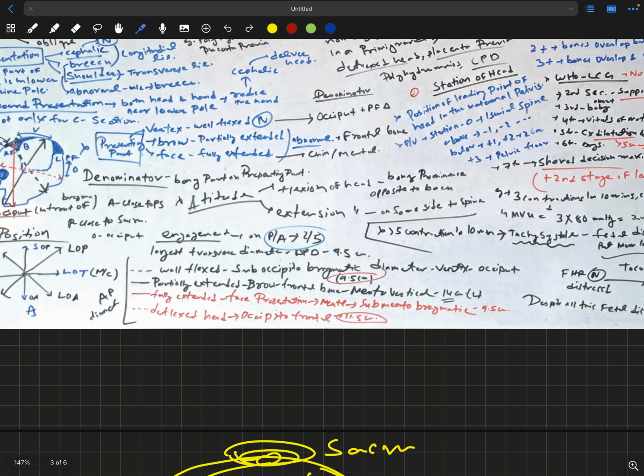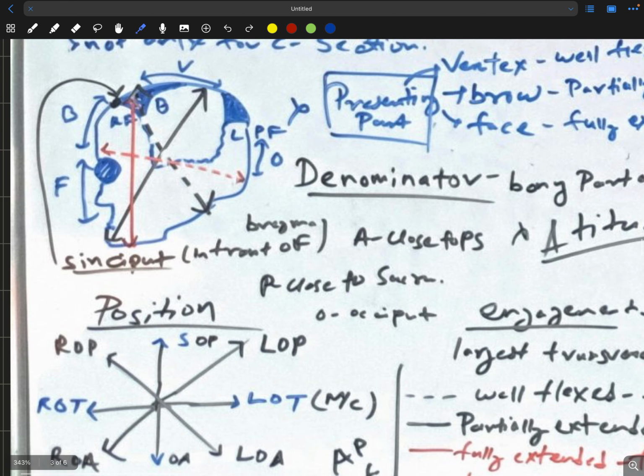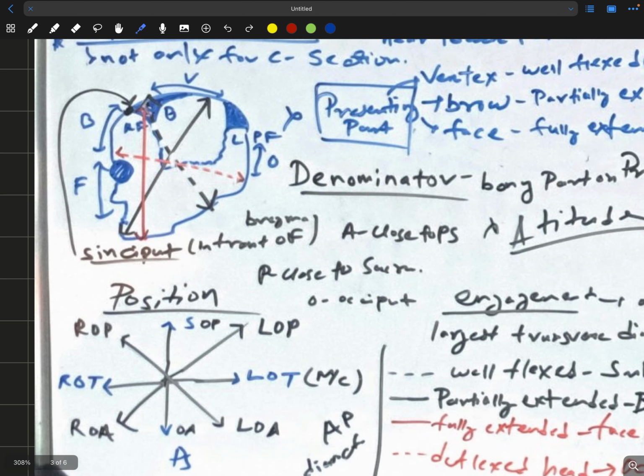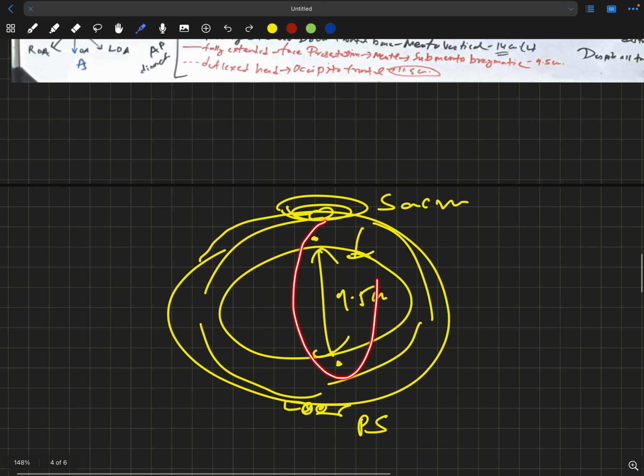I have said it again, now I am saying it. These are the diameters. We have discussed the transverse diameter. Now we have the anterior posterior diameter. The transverse diameter can't change, it stays like this only. But this anterior posterior diameter can change according to the position of the head of the baby.